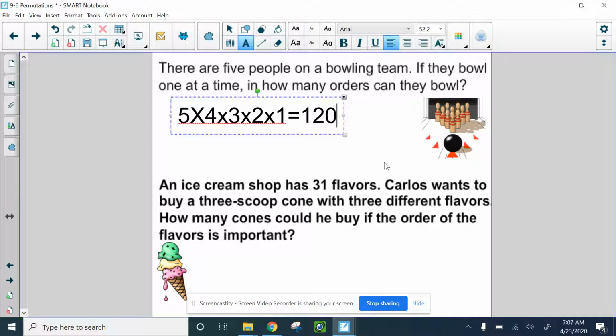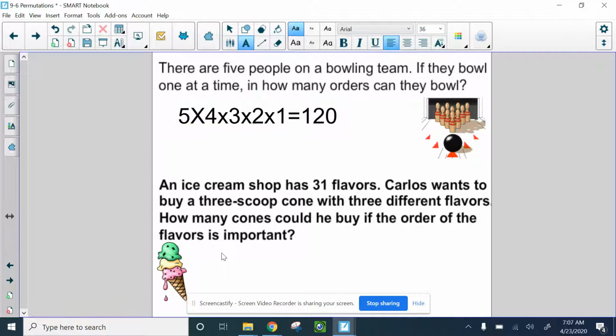Okay, now I'm going to be at an ice cream shop. Carlos wants to buy a 3-scoop ice cream cone with 3 different flavors. How many cones could he buy if the order of flavors is important? So getting mint chocolate chip, vanilla, and maybe strawberry is different from getting vanilla, strawberry, and mint chocolate chip. The order that he gets them placed matters.